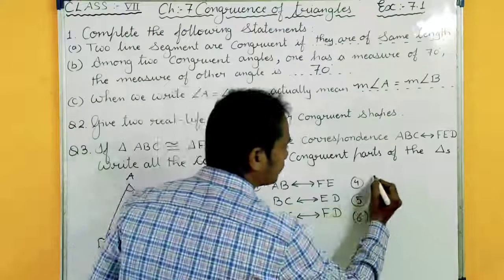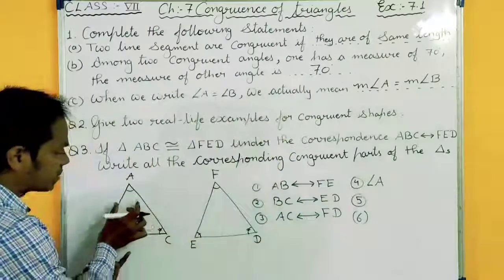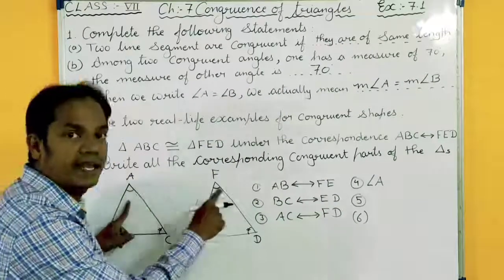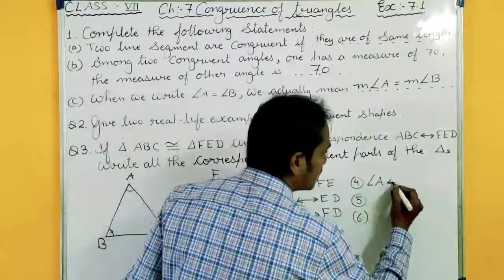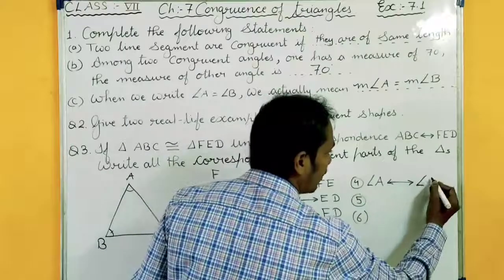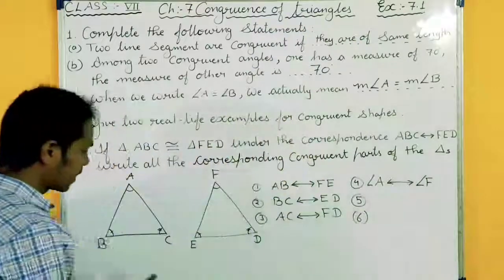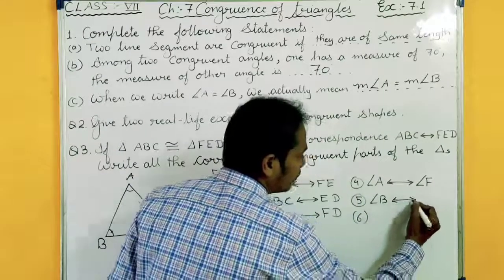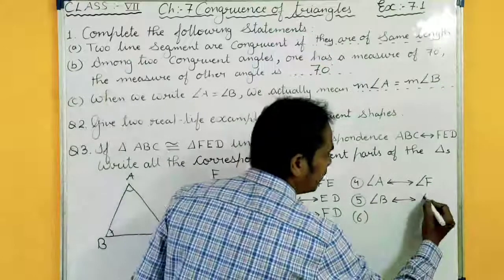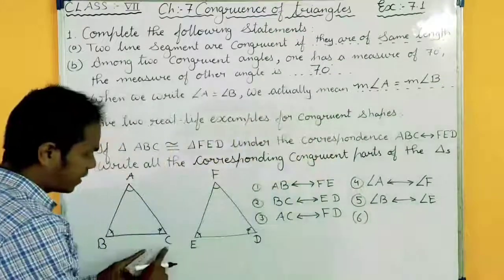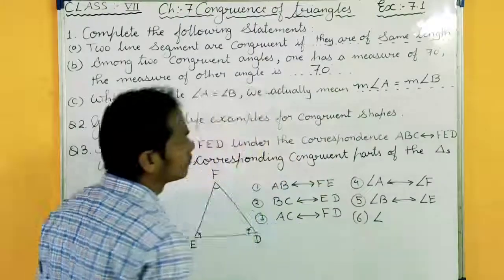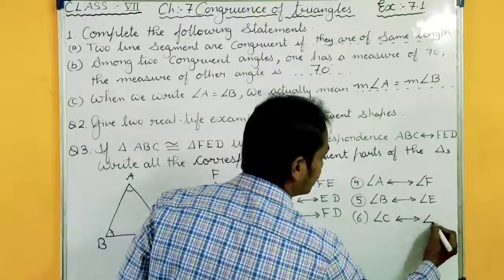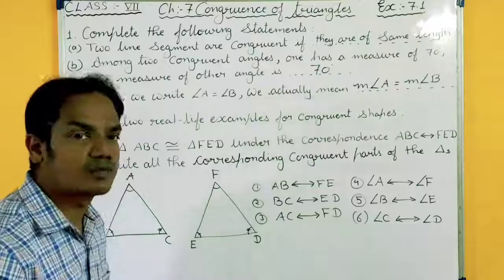First is angle A. When you pick up this triangle and put it on this triangle, angle A will come on angle F. This means angle A corresponds to angle F. This is the symbol of correspond, and this is the symbol of angle. Then angle B will correspond to angle E, as B will come on E. And at last angle C will correspond to angle D. These are the 6 corresponding parts.